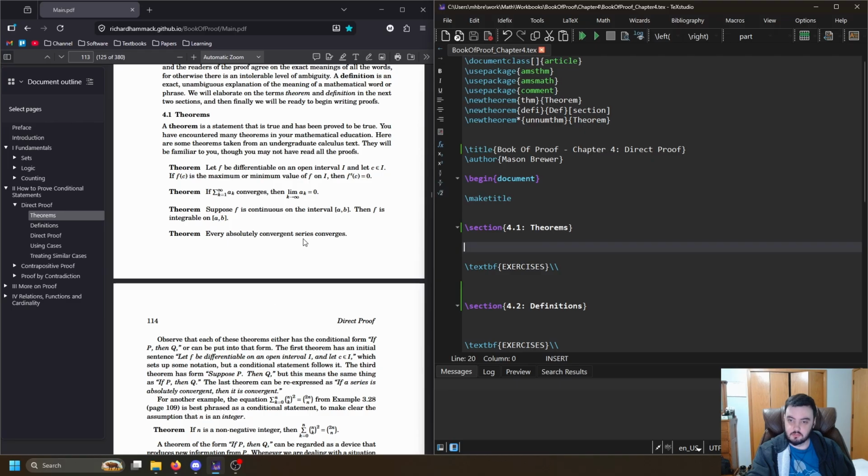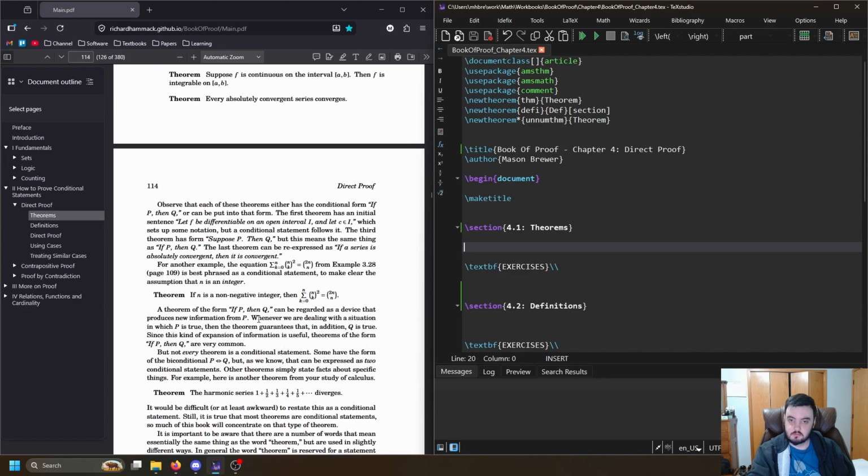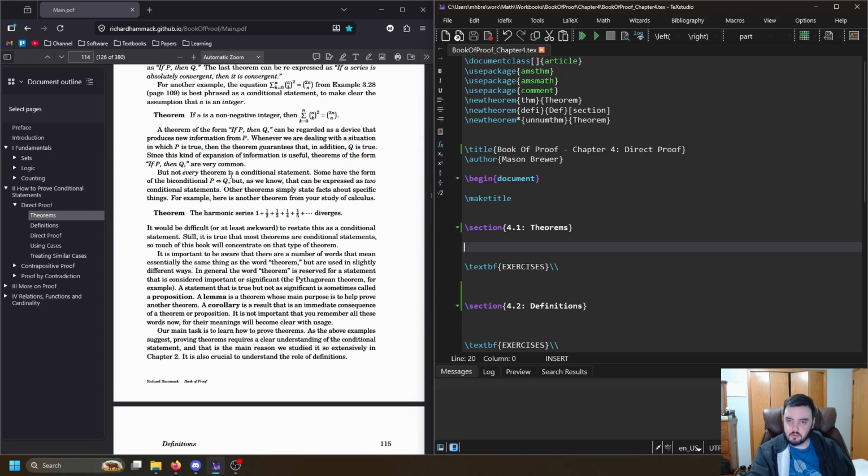Every absolutely convergent series converges. Very cool. Each of these theorems has the conditional form, if P then Q, or can be put into that form. Not every theorem is a conditional statement. Some have the form of the biconditional, P if and only if Q. But as we know, that can be expressed as two conditional statements.